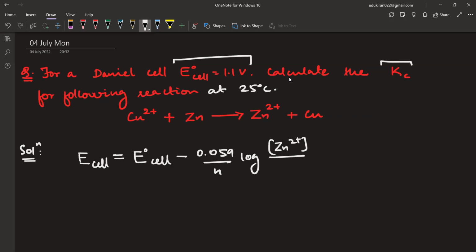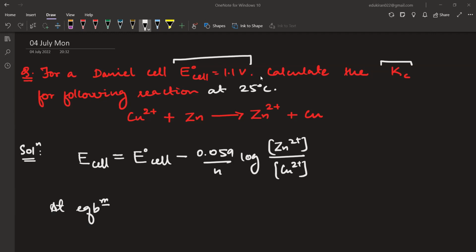Remember we do not take copper, yes or no, please tell me. You guys remember? Solids are not taken into account, we take that as 1. Okay. After this, you write at equilibrium. What happens at equilibrium? We explained this a lot last time. Yes Fatima, what happens at equilibrium? Nothing happens. Nothing happens at equilibrium.